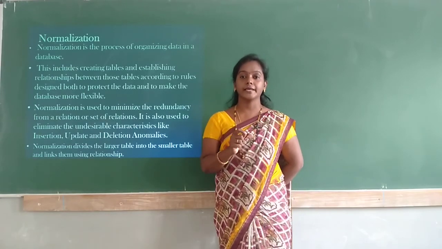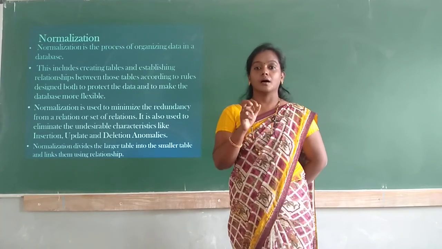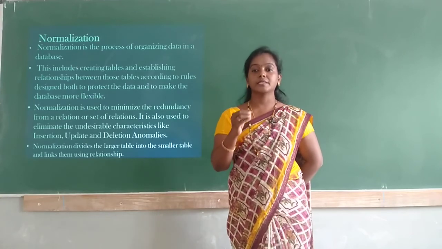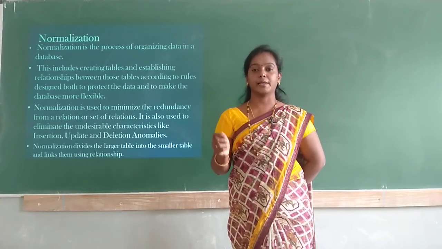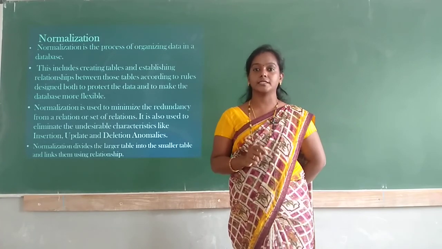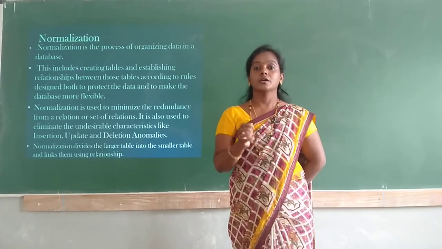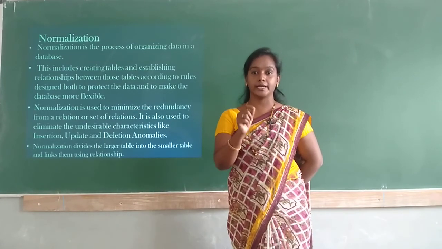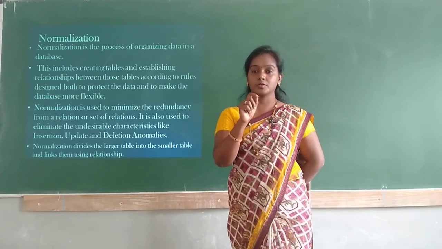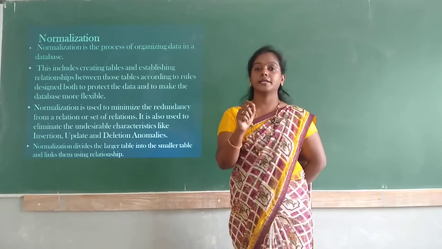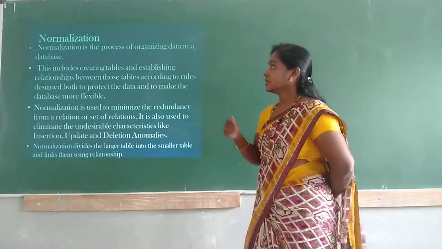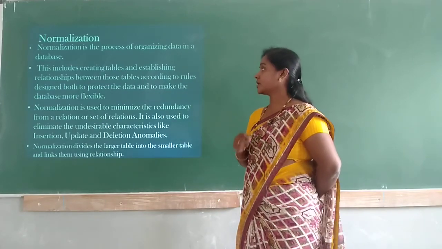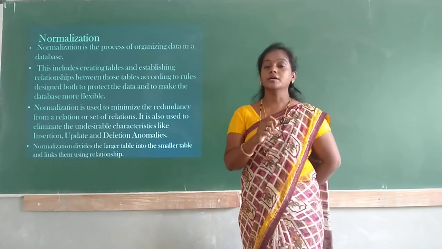What is this redundancy? Redundancy is a duplication of the data. The same set of data is stored in different places. So we call that a redundancy. We cannot completely remove the redundancy, we can just minimize it. The process of removing that redundancy, we call it normalization. So this includes creating the tables, establishing relationships between those tables according to the rules.